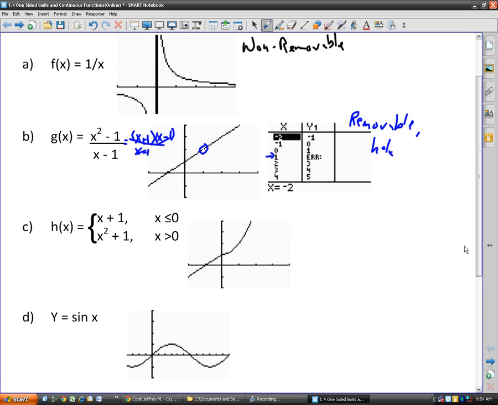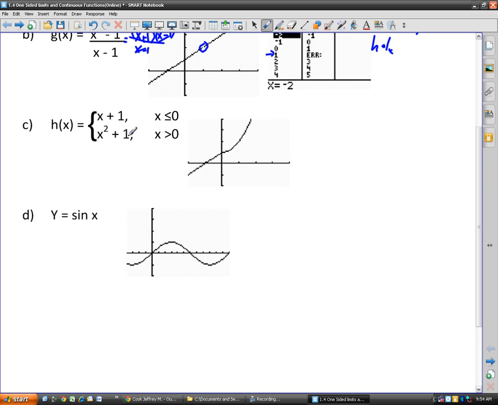Moving on to the next one down here, this function is a step function, as you can see. At 0, if I put 0 into the first function, I get 1. If I put 0 into the second function, I also get 1. So where one stops, the other one picks up. Even though these graphs aren't necessarily a nice smooth curve, and there might be a sharp point there, this is a continuous function because where one stops, the other one picks up directly. So this is a continuous function.